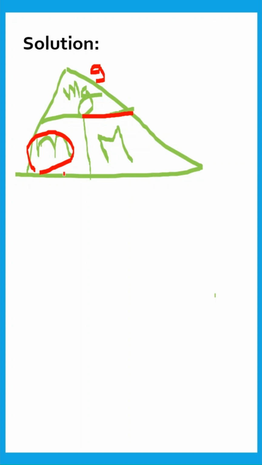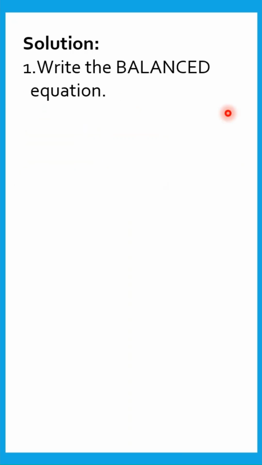Now we know the number of moles. Then we will draw the triangle for the Avogadro's number to know how we can calculate the number of molecules from the number of moles and Avogadro's number. So first you need to write the balanced equation to know the ratio of moles between the hydrogen and water.